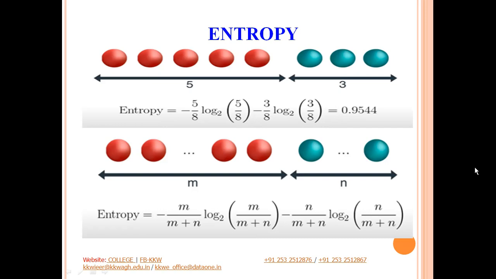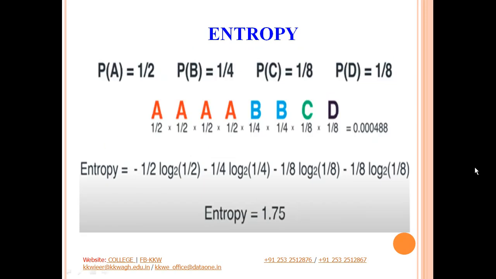Okay, so let us see this with the help of one example. If you have a sequence like 4 times A and 2 B followed by C and D, the probability of getting an A is half. So you have 4 A's, that is half into half into half into half. You have 2 B's, which gives you the probability of 1 by 4 into 1 by 4, and then you have C and D only once, so that gives us the probability of 1 by 8, 1 by 8. If you multiply all of these values, you get 0.000488.